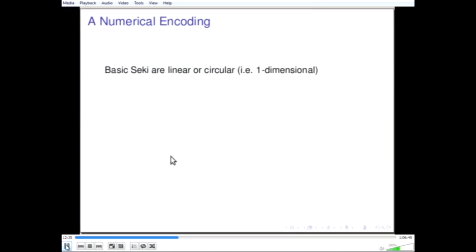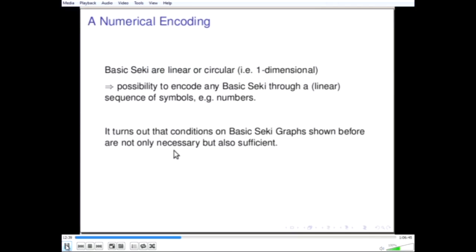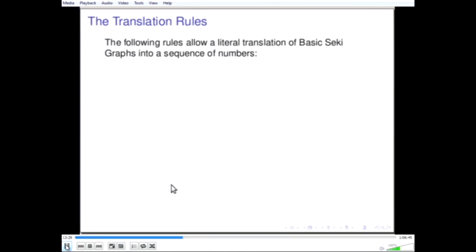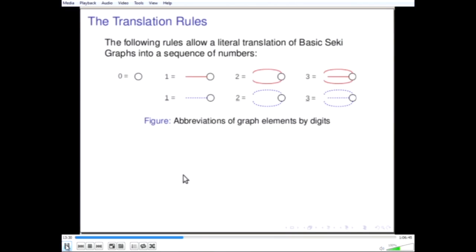So this resulting simple one-dimensional structure of all basic Seki allows us to generalize encoding a basic Seki graph as a sequence of numbers. So what are the rules for translation between basic Seki graphs and such a sequence of numbers? Well, a single node we can write as a 0. If there is one edge linked to a node, we encode it as a 1, and if it's a blue edge, then it's a 1 underscore. If there are two red edges corresponding to two white chains participating in a liberty, then we take a 2, and two blue edges a 2 underscore, and so on.